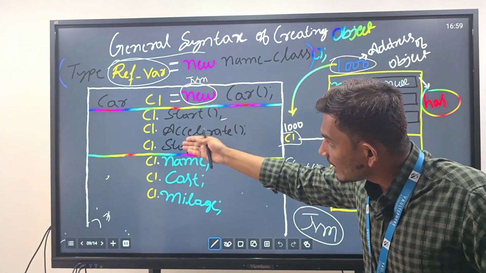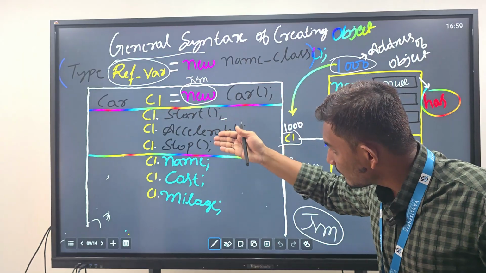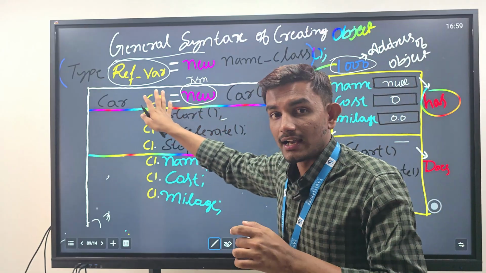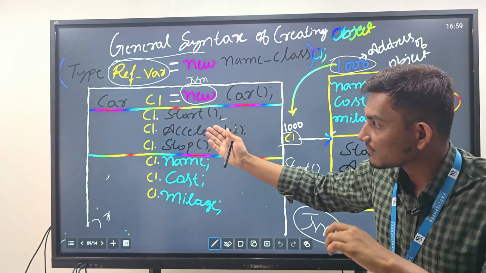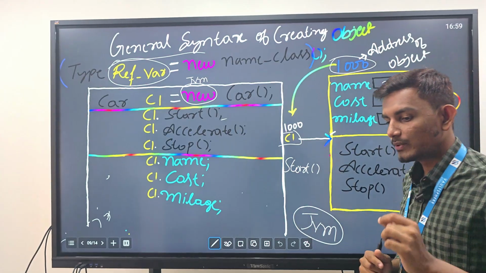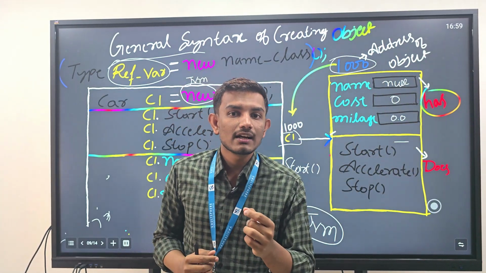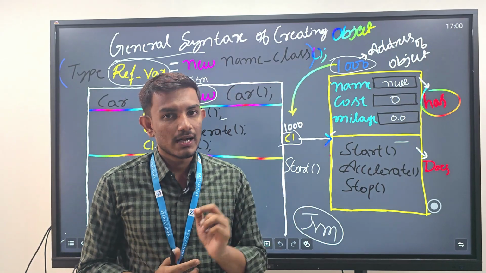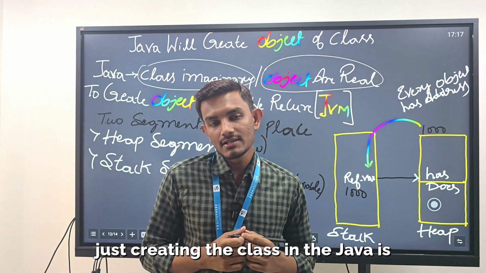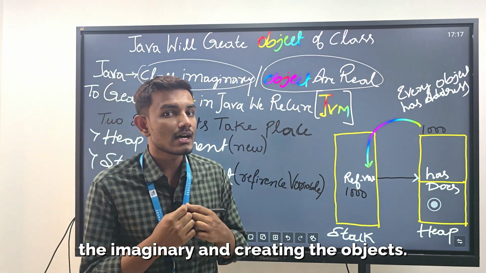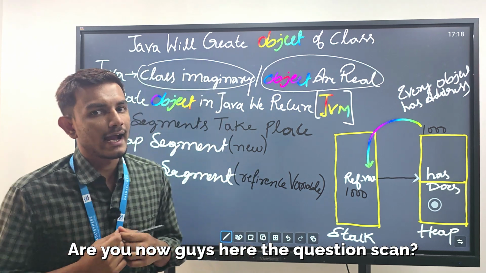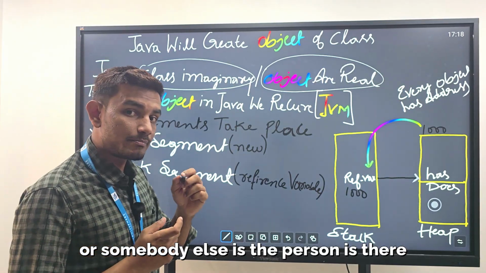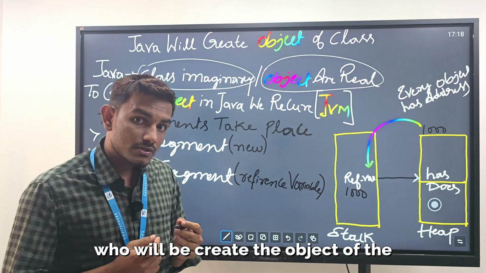At each moment, whether it is a method or an instance variable, I am accessing it with the help of the reference variable, that is c1 dot, c1 dot, c1 dot. I hope, guys, you understood how to create the class and how to create the object from the memory point of view. Now, creating the class in Java is imaginary and creating the objects is real. Here the question arises: will Java create the object for the class, or is somebody else there who will create the object of the class?